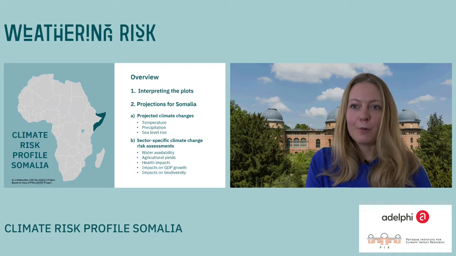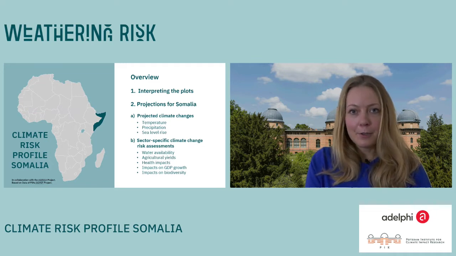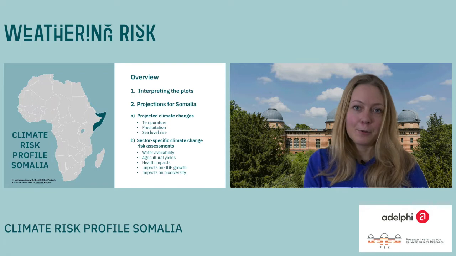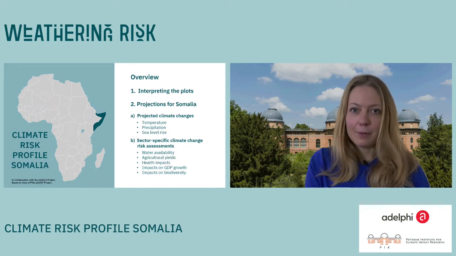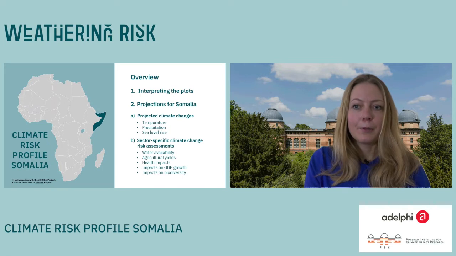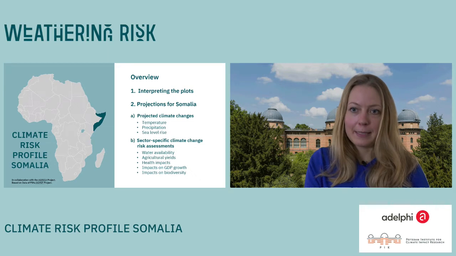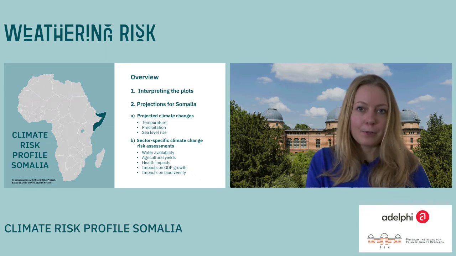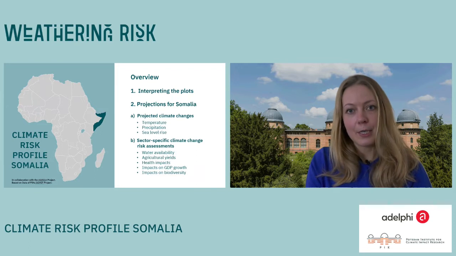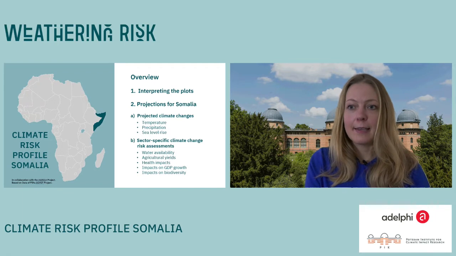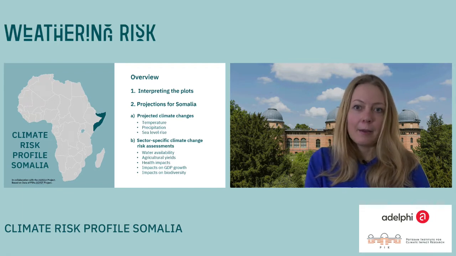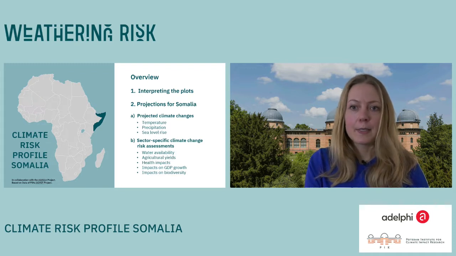Here is an overview over what will be covered within this video. To start with, I will very briefly explain how to read the map plots and line plots that we will be providing, and then I will turn towards the projected climate changes, and also the sectoral impacts. So part 1 will provide you with projected climate changes relating to temperature, precipitation, and sea level rise. Part 2 will then assess some sector-specific climate-related risks, and there we will be focusing on future water availability, crop yields, health implications, but also impacts on GDP growth and biodiversity.